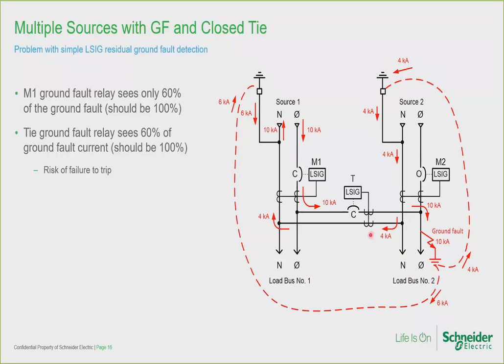Similarly, the tiebreaker sees only 60% of the ground fault current because 40% of the ground fault current is flowing through its neutral sensor through the parallel path created by the multiple neutral grounding points, and then the tiebreaker may fail to trip on ground fault.